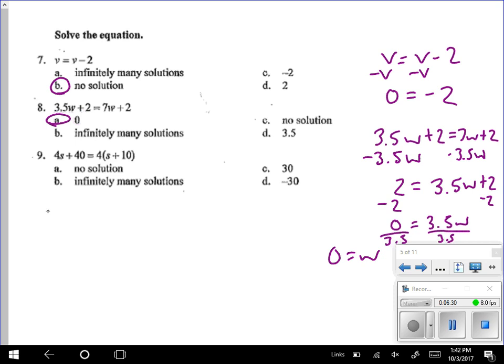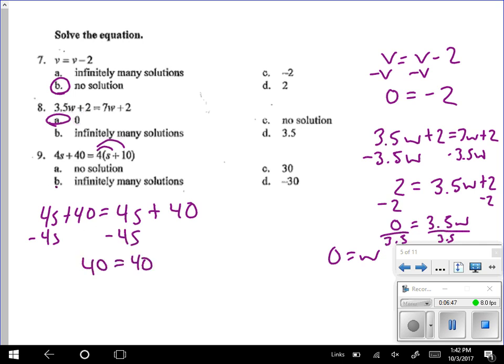Alright, and last one on this slide, we have 4s plus 40. We need to simplify this side because it needs to be distributed. So we have 4s plus 40. You may already see our answer here, but if we get all our variables to one side, they end up both canceling, and we have 40 equals 40. That's true, so it could be any number.